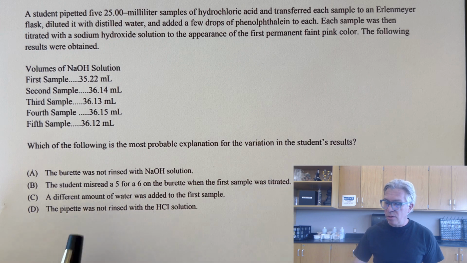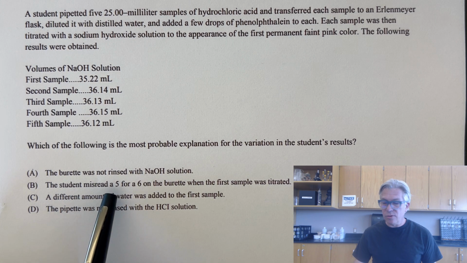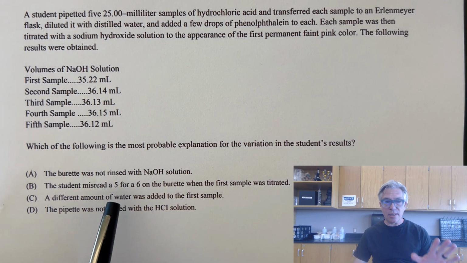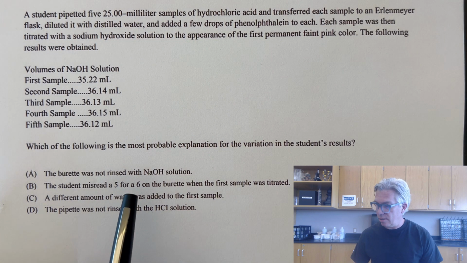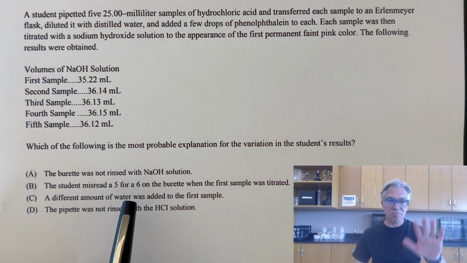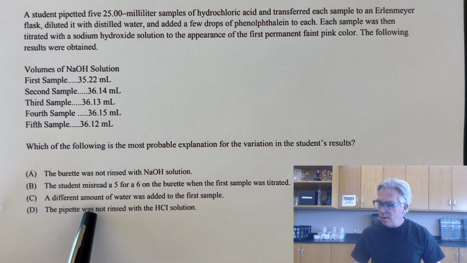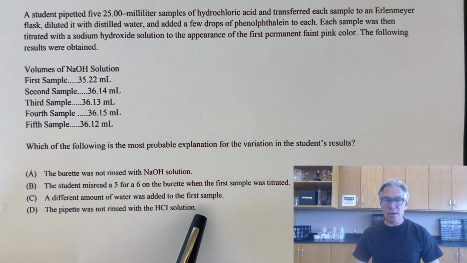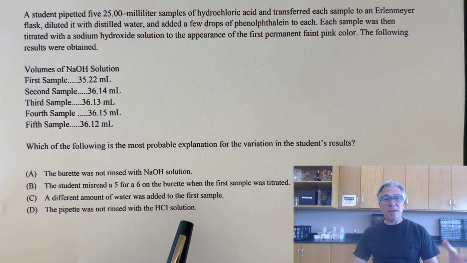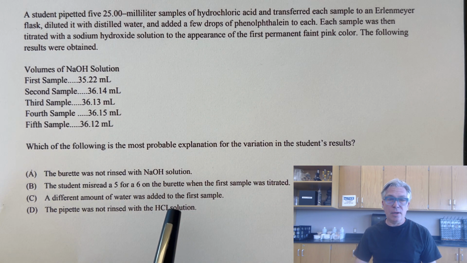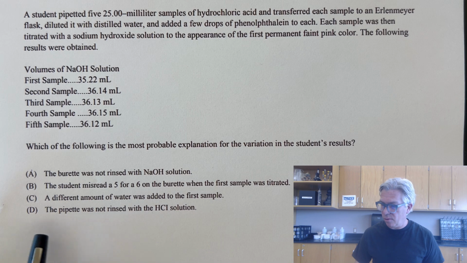Okay, so don't choose the answer where the student misreads anything. We're assuming that the student read it as properly as they could. So human error, don't go there. A different amount of water was added to the first sample. When you're doing titrations, you might know this by now that the amount of water that you add doesn't really matter. It's the moles of titrant and the moles of analyte. Whether they're in 100 milliliters or 200 milliliters, it really doesn't matter with the water.